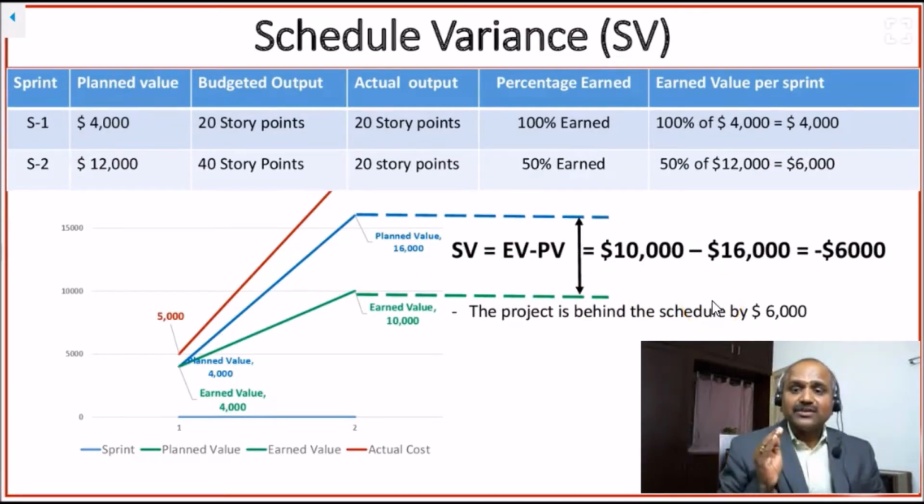See the beauty of earned value management. Here, instead of saying, look, I planned for 20 story points, or I planned for 5 stories or 6 stories, out of which I completed 3 stories, it's not talking like this.